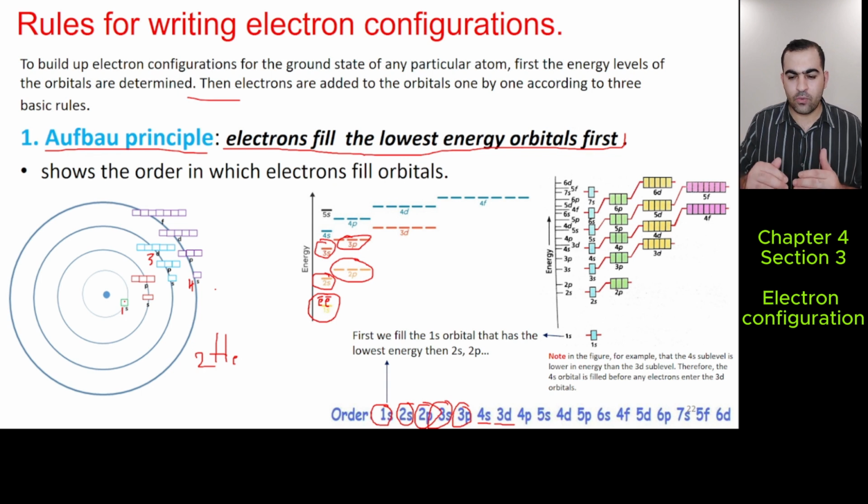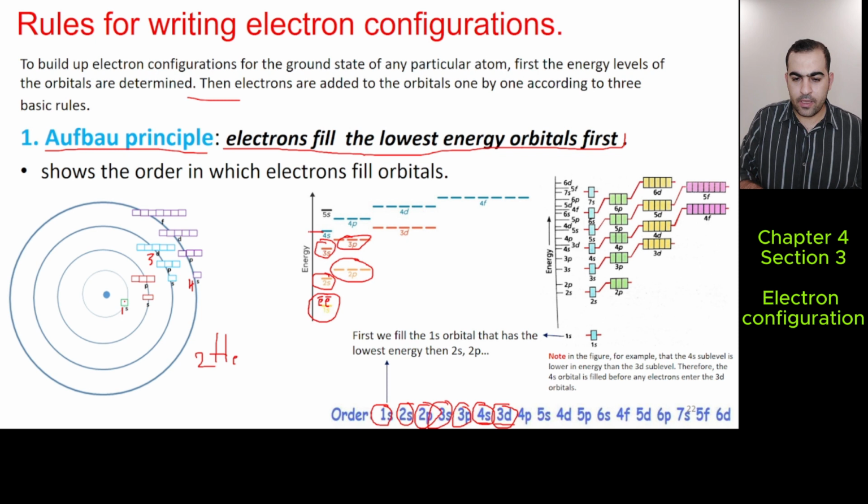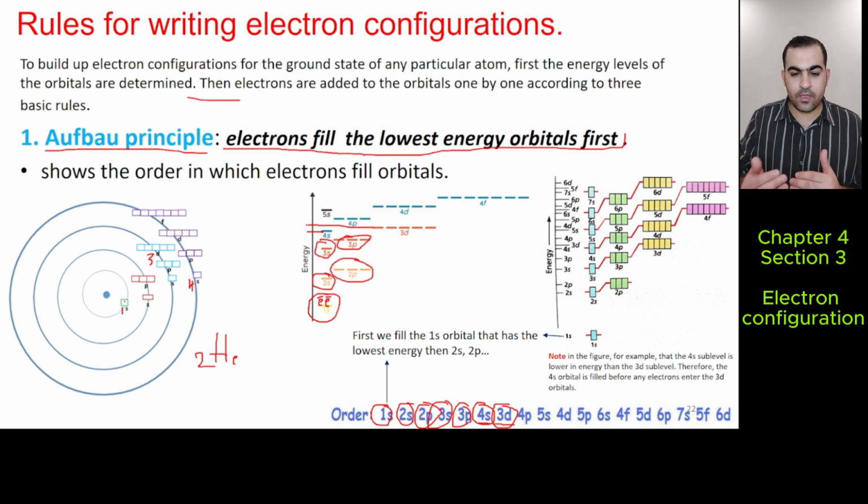That's why we write 4s before 3d. Because by the energy, 4s is lower than 3d. That's why we fill 4s first. So here what you need to know is the Aufbau principle, which says electrons fill the lowest energy orbitals, or we can say electrons enter the lowest energy orbitals.